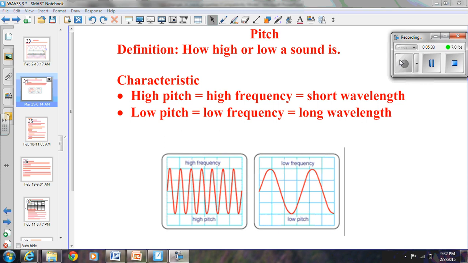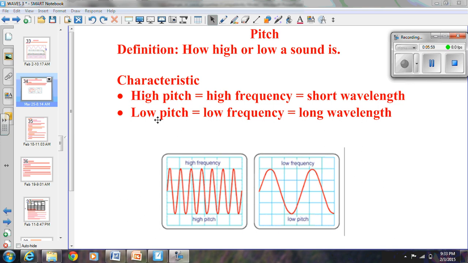Actually, I always tell students that pitch and frequency are like identical twins because whatever one is doing or looks like, the other one is going to look exactly the same. So if I'm looking at a particular wave and I've already established that that wave has a high frequency, then I automatically know that it's going to have a high pitch, and then vice versa. If I have a low frequency, I'm going to have a low pitch. And the pitch is just how high or low that a sound is.